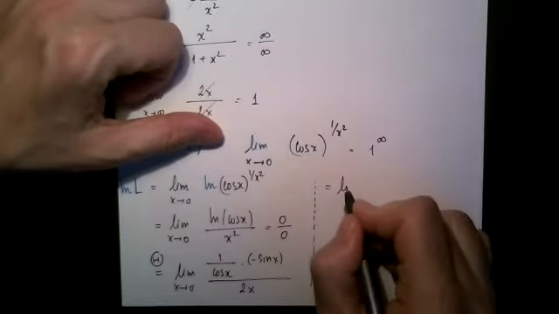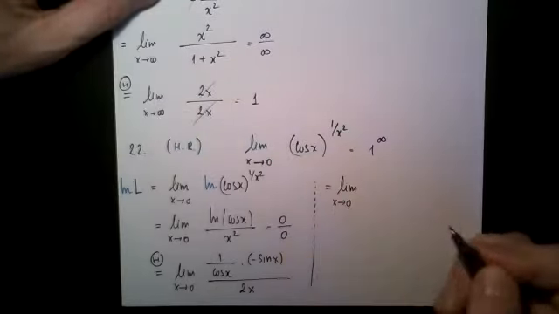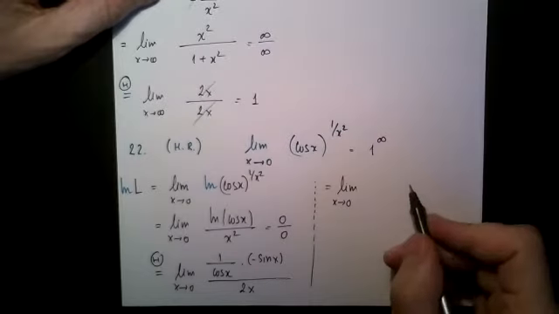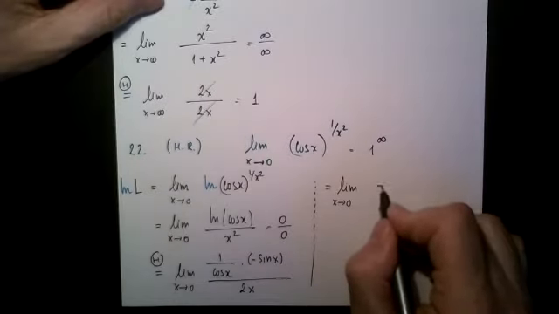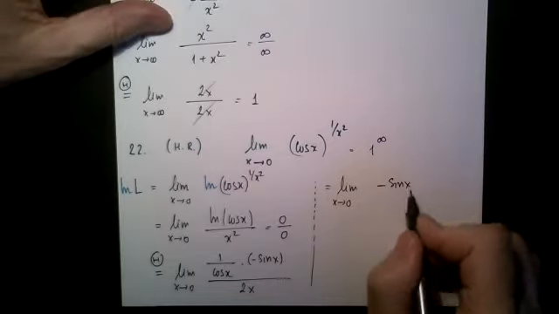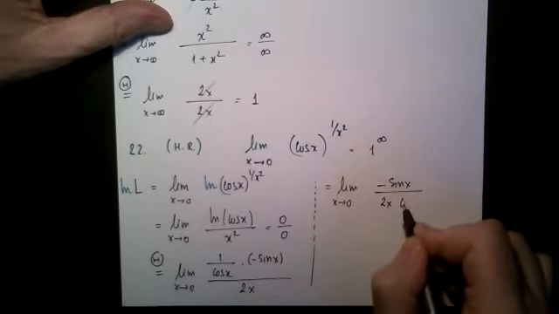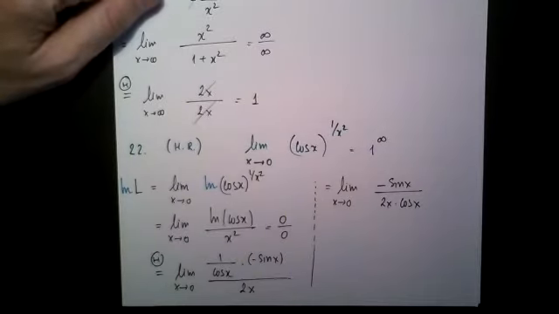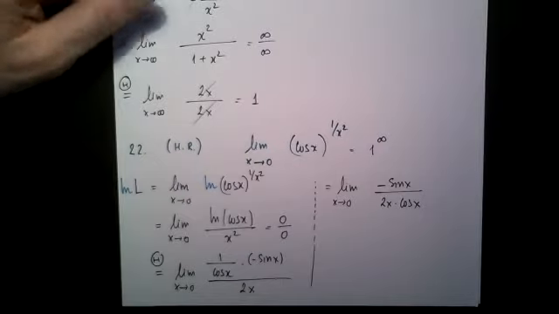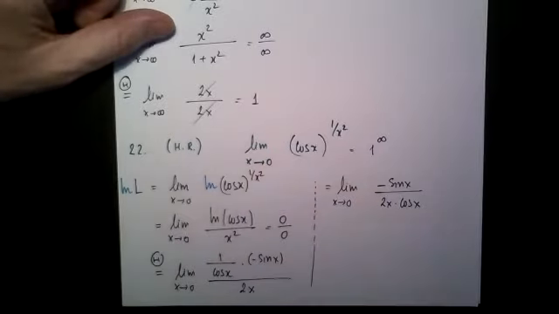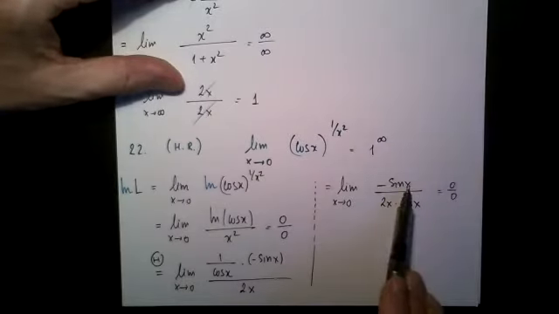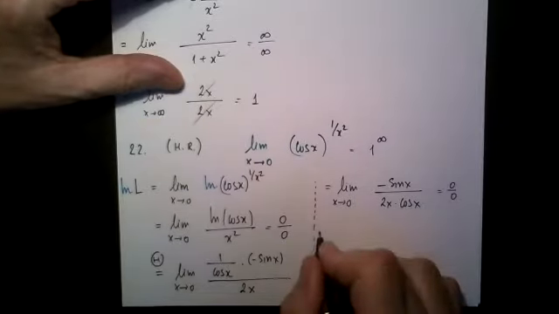So it's equal to the limit as x approaches 0 of negative sine x over 2x cos x. Right? That's what it is. Now I can use L'Hopital's rule again because I still have 0 over 0 here. Sine of 0 is 0, and on the bottom x is 0, times 1 is 0. So let's do L'Hopital's rule again.